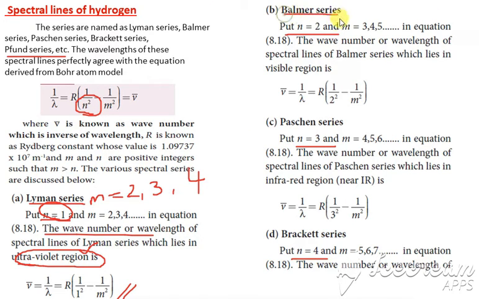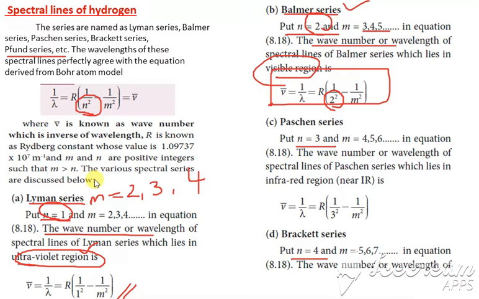Next is the Balmer series. So n is equal to 2, then m takes values other than 2, which are 3, 4, 5, and the wave number is given by nu bar equal to 1 by lambda, which is equal to R into 1 by 2 square minus 1 by m square, and this Balmer series lies in the visible region. The Lyman series lies in the ultraviolet region, and the Balmer series lies in the visible region.